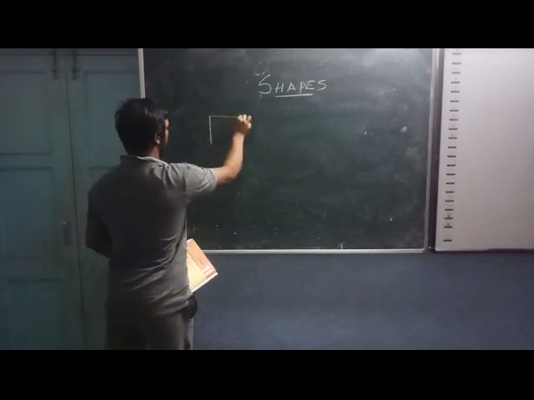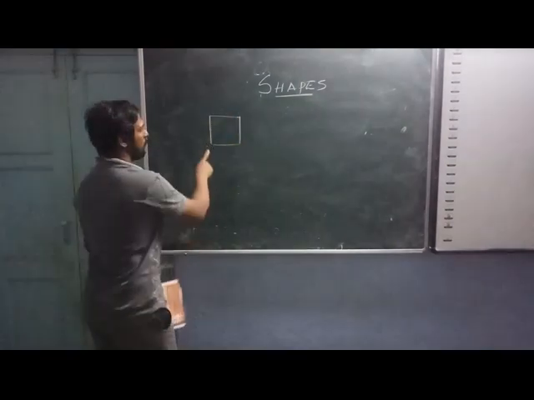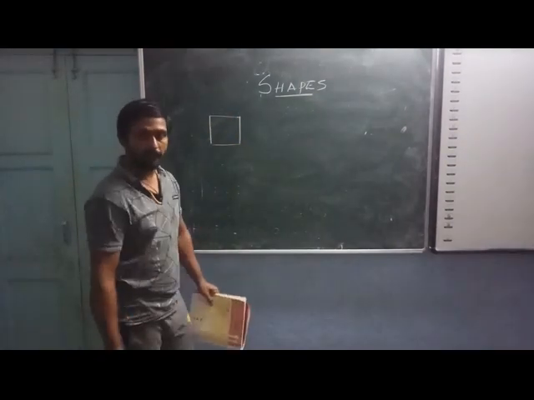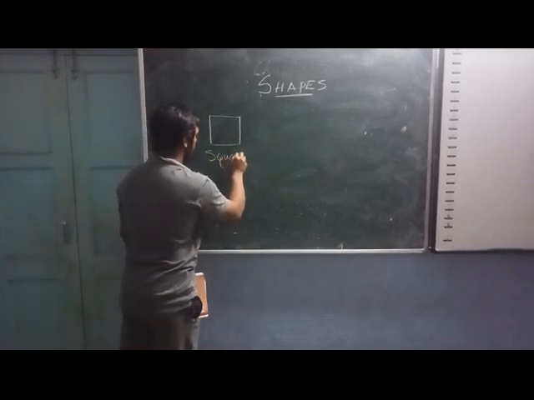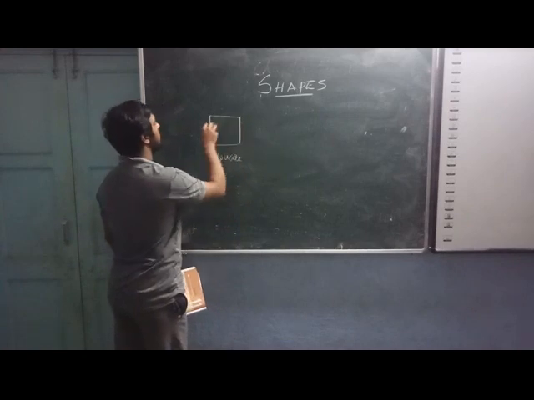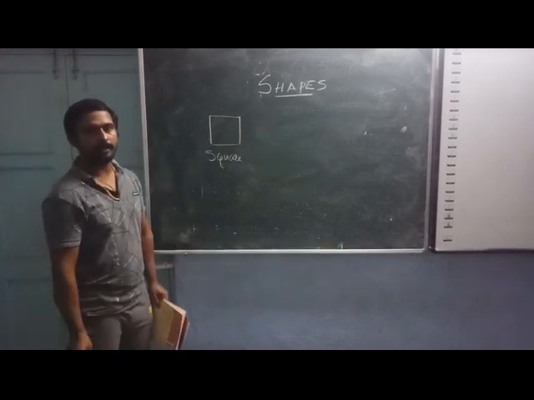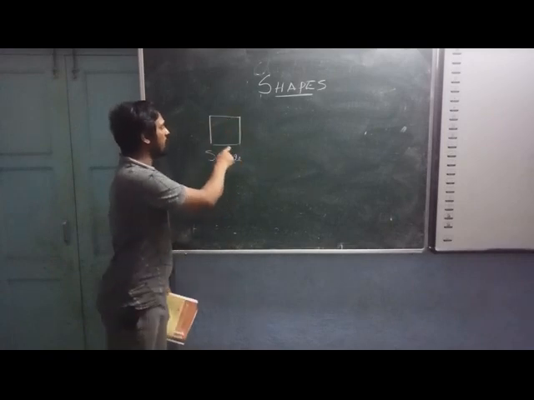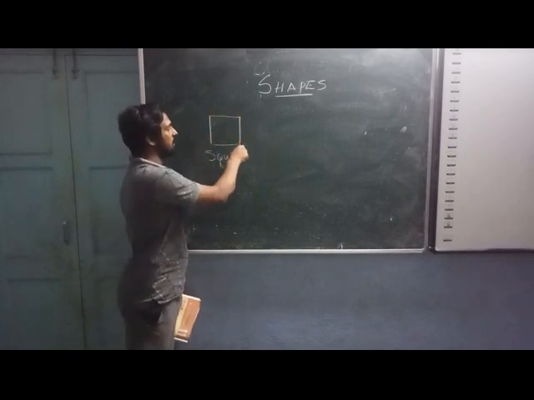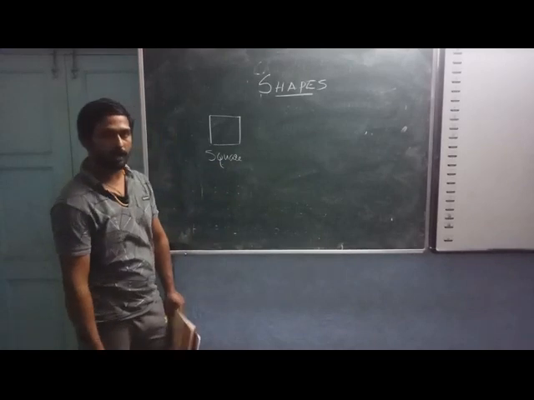You might remember what this shape is, which has all sides equal. This is called nothing but a square. A square has all the sides equal, right? It has four sides, okay? It has four sides which all measure equal length, okay?